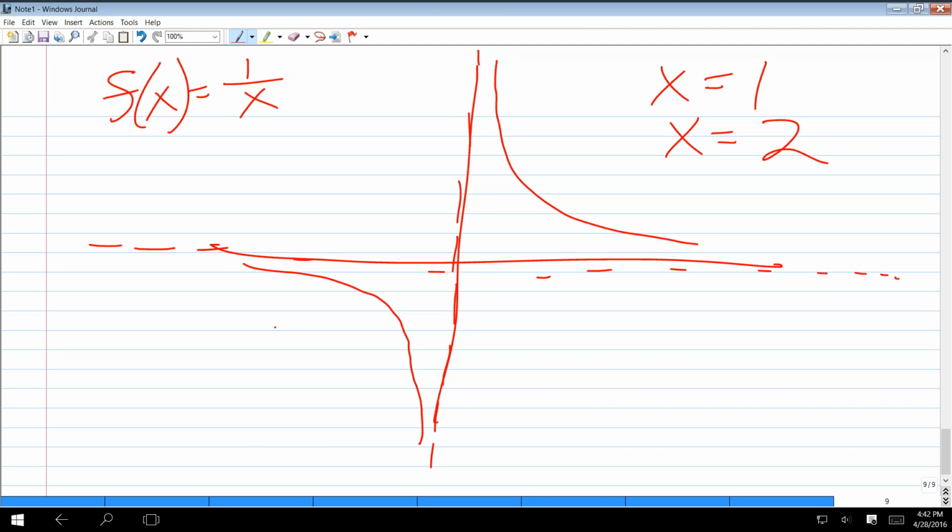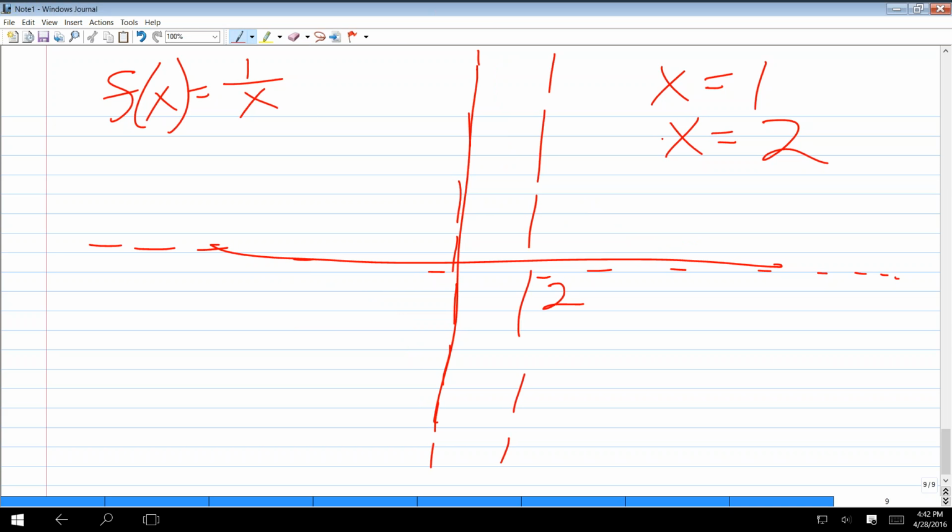-1. Okay, so if I were to try to draw this graph like that, there's my vertical asymptote at, you said x equal 1 or 2? 2. And then the horizontal asymptote is at y equal -2.